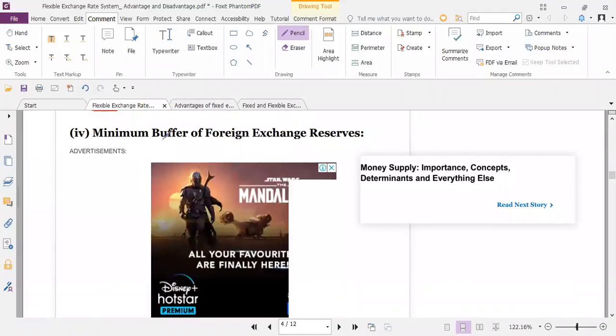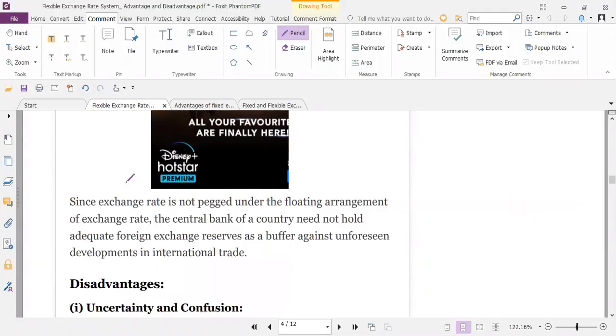Okay, we shall look at the next advantage, minimum buffer of foreign exchange reserve. Since the exchange rate is not pegged under a floating arrangement, the central bank of a country need not hold adequate foreign exchange reserve as a buffer against unforeseen developments in the international market. So there is no need for any minimum foreign exchange reserves. We've seen this.